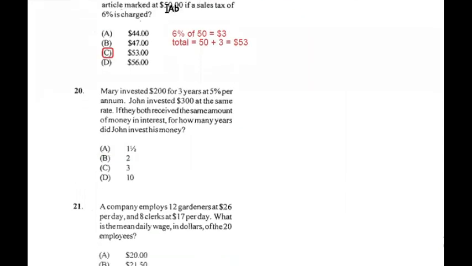So 20, Mary invested $200 for 3 years at 5% per annum. John invested $300 at the same rate, which is 5%. If they both receive the same amount of money in interest, how many years did John invest his money?